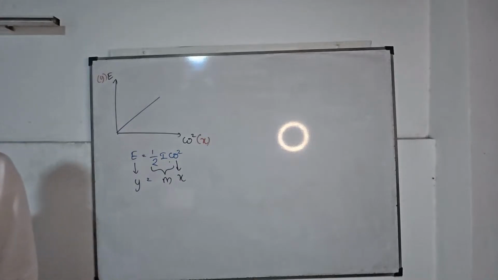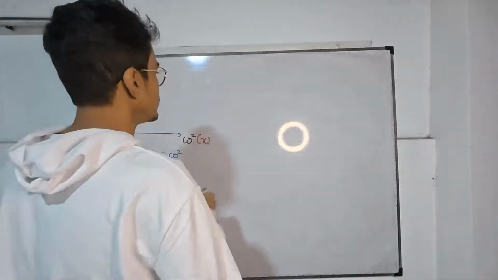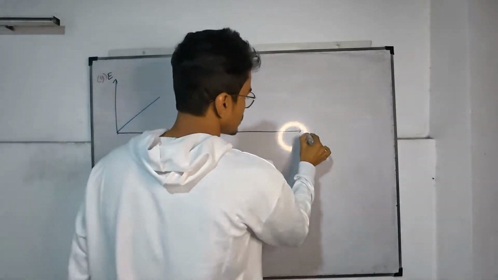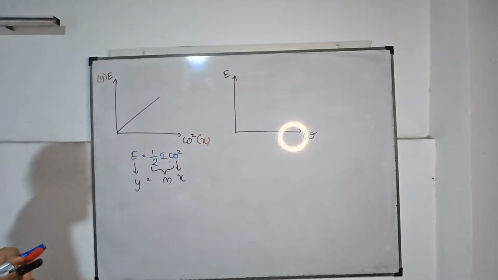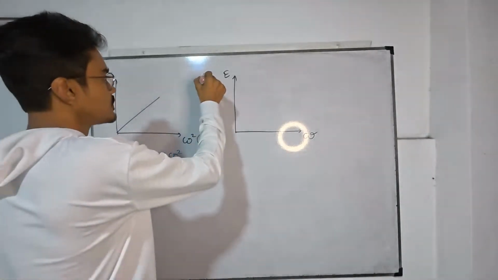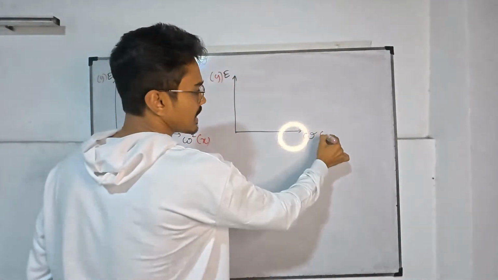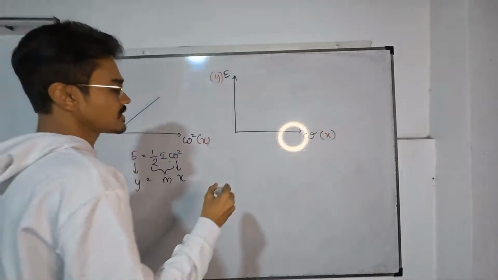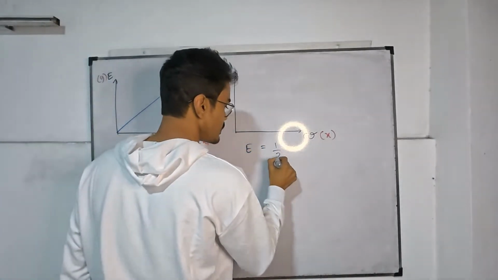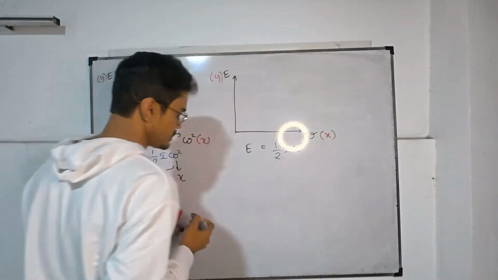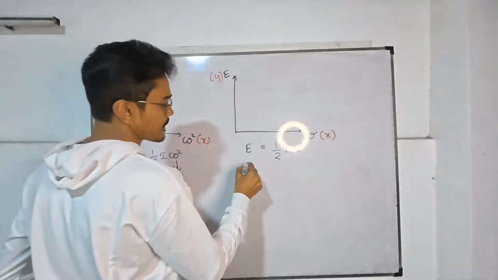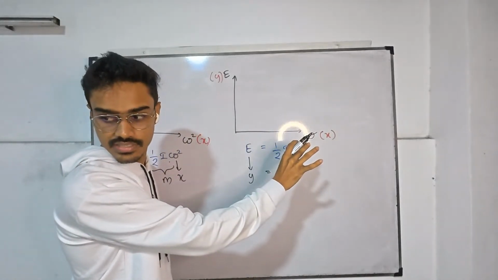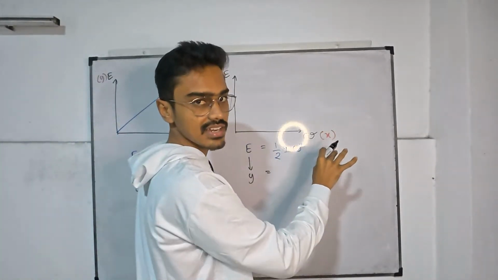Second one, E with omega. Now again, the equation is the same. E is still y, and omega is x. The equation is E equals half I omega squared. E is still y, and now omega is x. Just omega is x now.